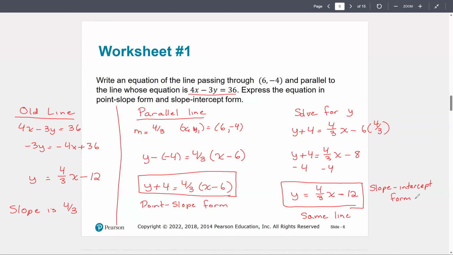So technically, two lines can be parallel if it's the same line. There's some technicality there. We usually like them to be distinct.